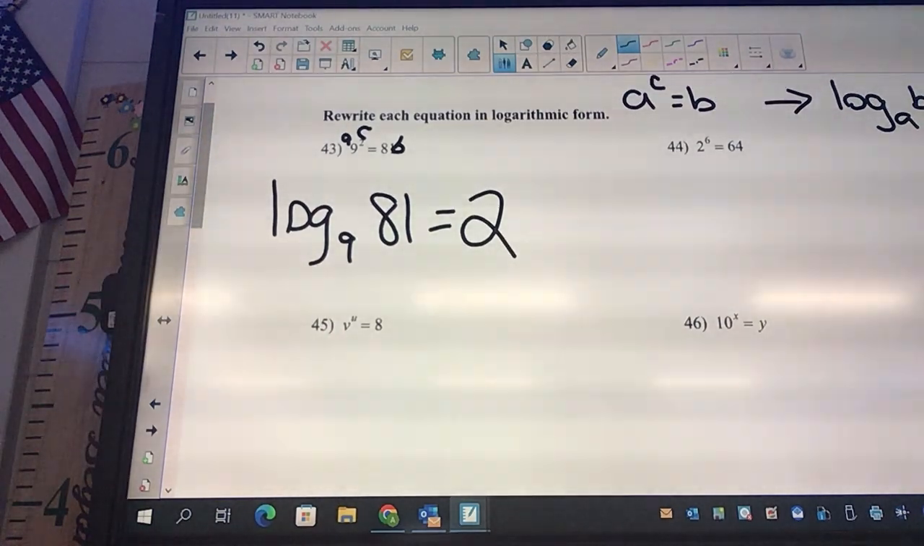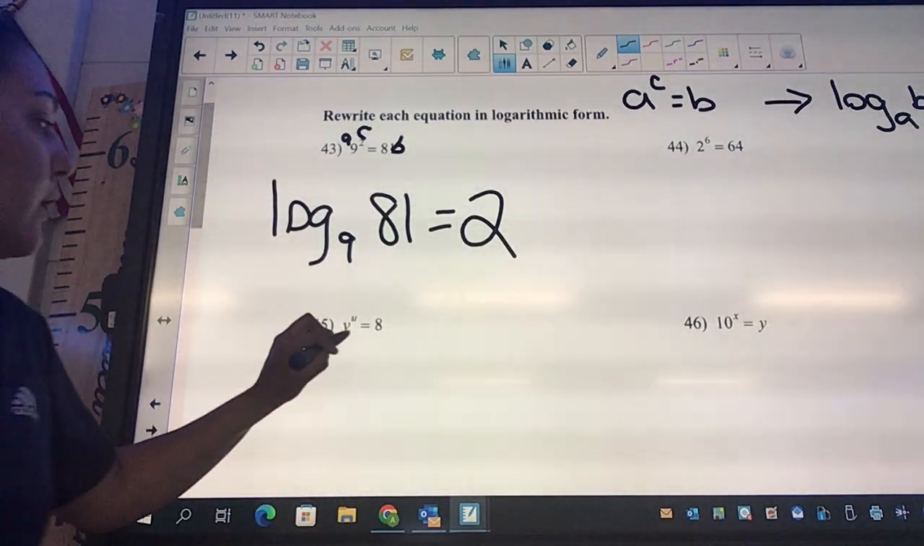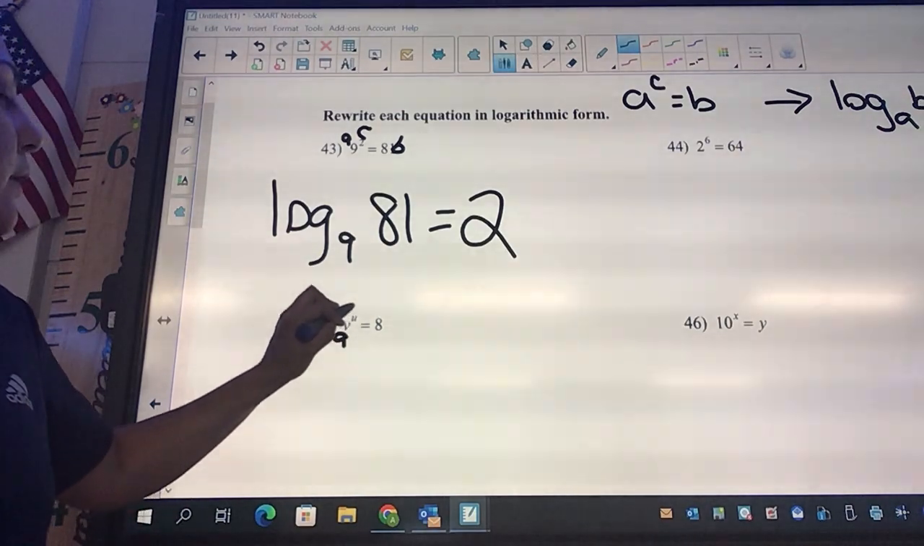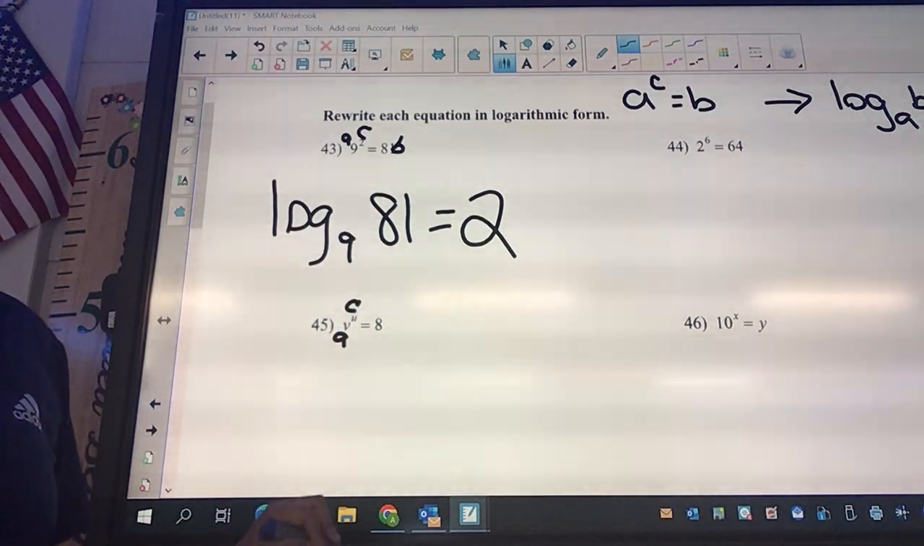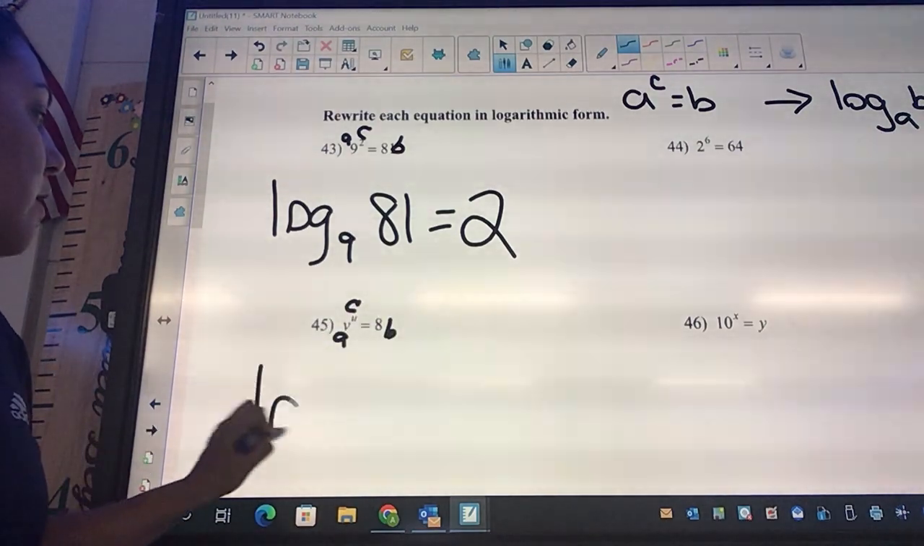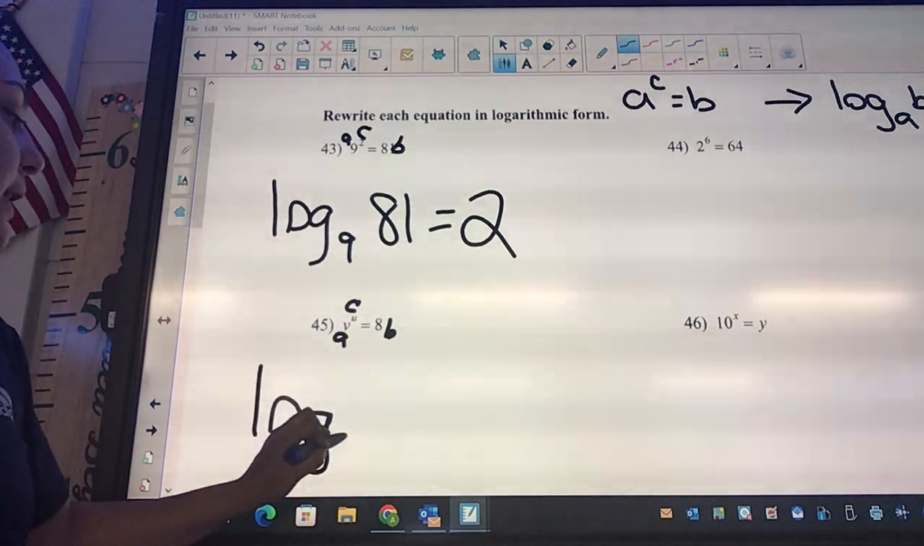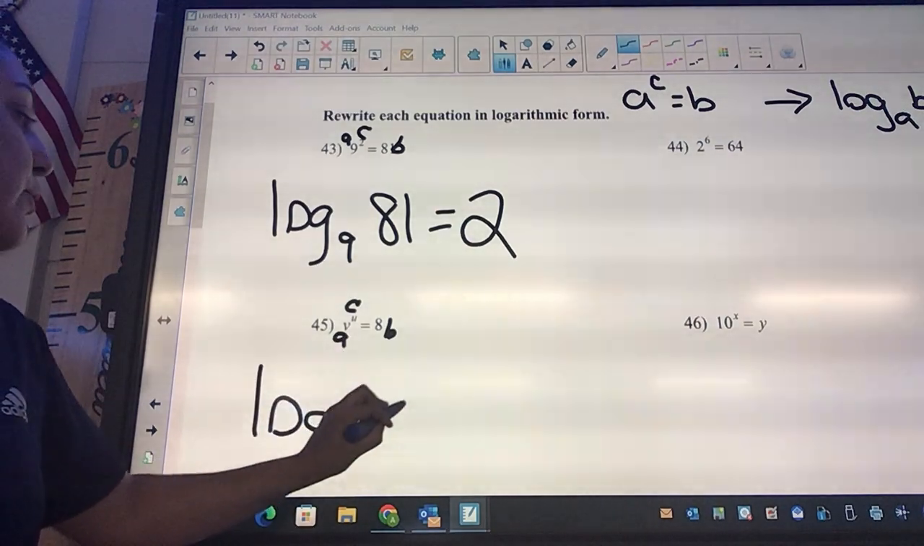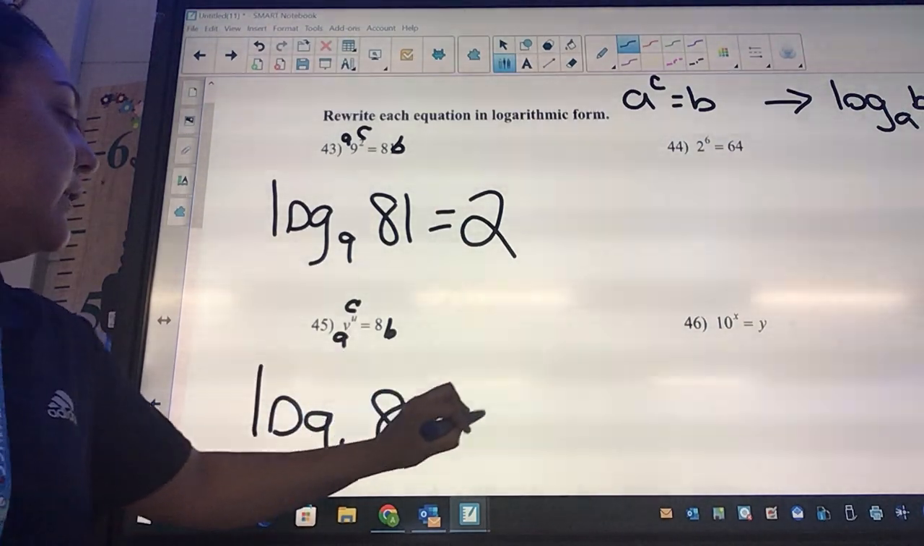Okay, what is the v? A. U? C. 8? B. Okay, so we're going to say log, and it goes a, so v, b, which is 8, equals c, which is u.